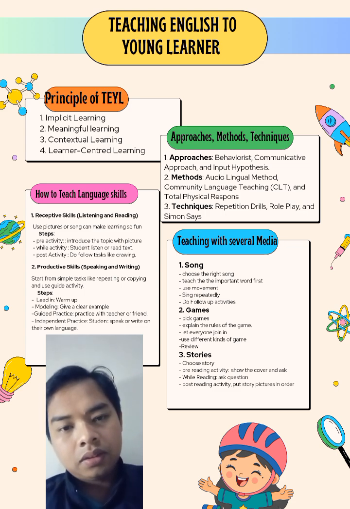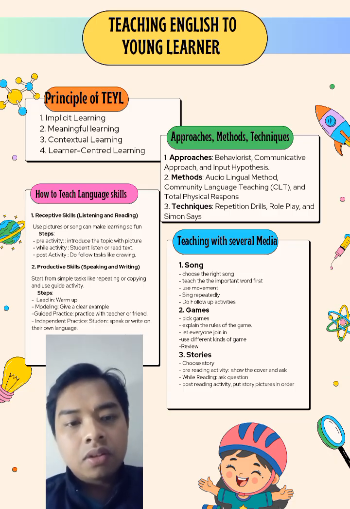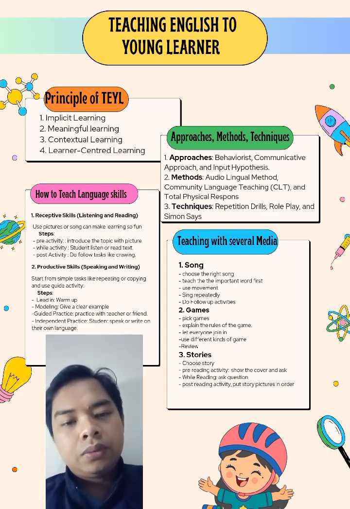Now, teaching with games. The first one is pick a game that fits your material. For example, Simon says, practice action word like sit, jump, or touch. Second is explain the rules clearly. When explain the rules, use the simple words and actions. And third one is let everyone join in. Then focus on winning. Make sure all children has a turn.